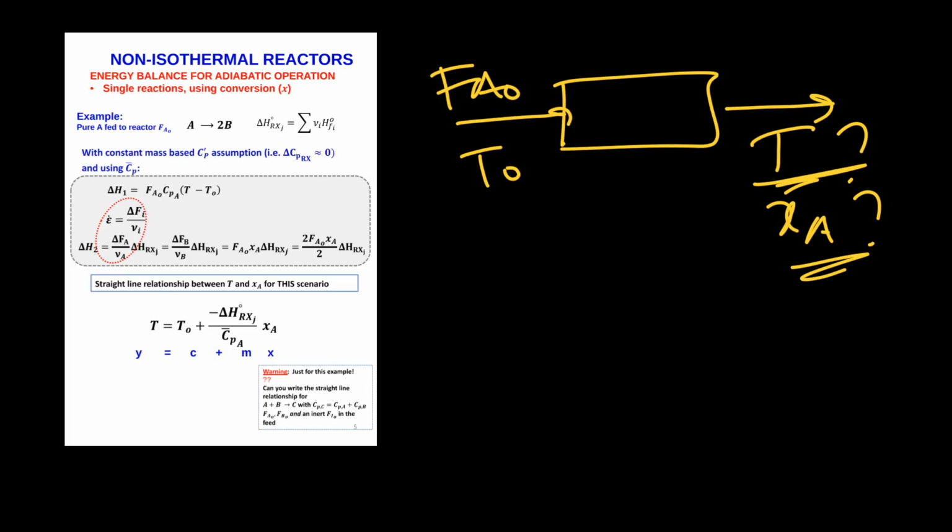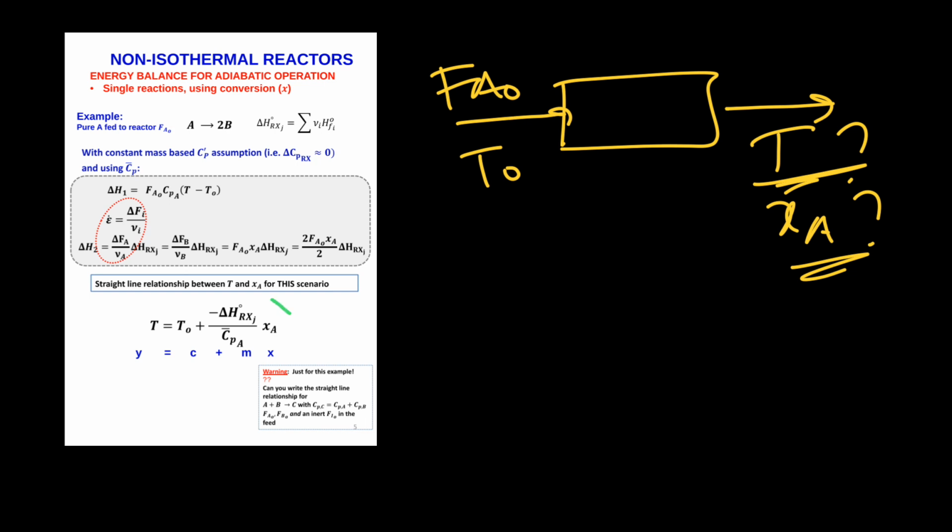So pause on this slide and consider the specific reacting system where I feed pure A at temperature 0 to any steady state adiabatic reactor and calculate what the resultant temperature will be as a function of the conversion of component A by following stepwise the approach that was highlighted in the previous slides. Assumption, del Cp reaction equal to 0 is valid.